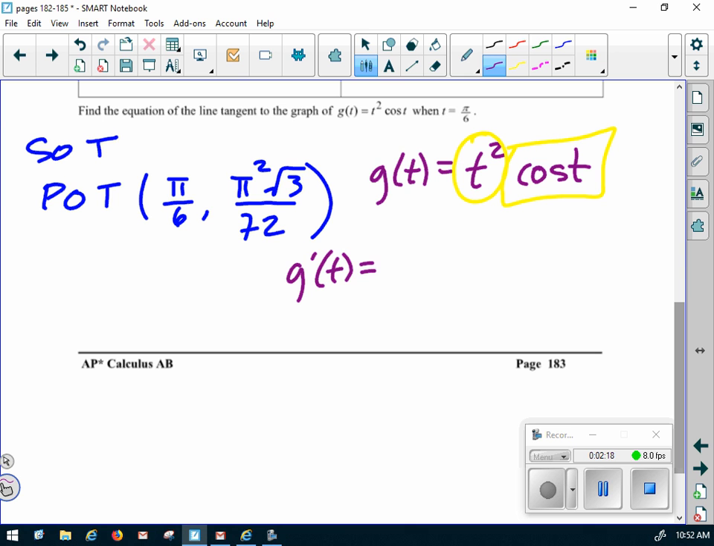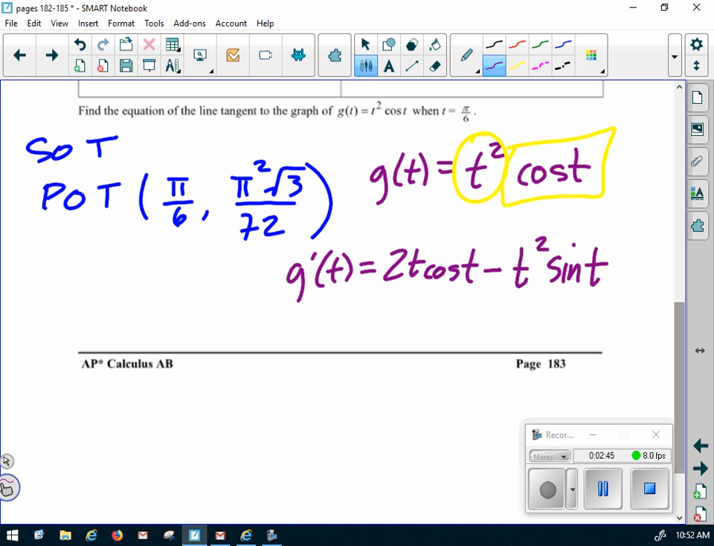All right, so g prime of t. Derivative of the first times the second plus the derivative of the second times the first. Remember, put that t squared in front of sine t, otherwise you're going to think it's sine of t times t squared, and you're going to put t cubed.